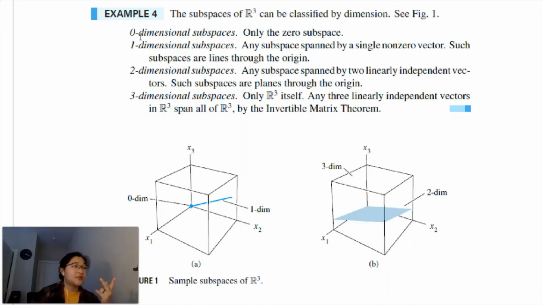A 2-dimensional subspace is when you have 2 linearly independent vectors, so you're getting a plane, but it still has to be through the origin in order for it to be a subspace. And your 3-dimensional subspace of R3 can only be all of R3 because we have 3 dimensions in R3. So any 3 linearly independent vectors of R3 are going to span all of R3, from our favorite gigantic theorem, the invertible matrix theorem.